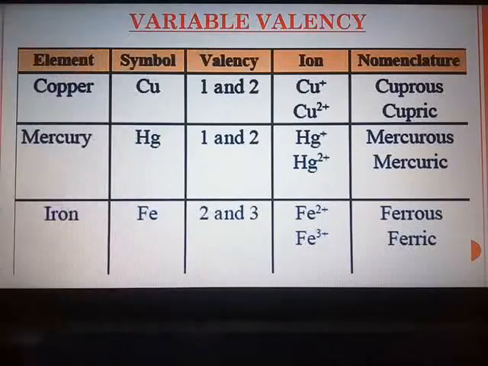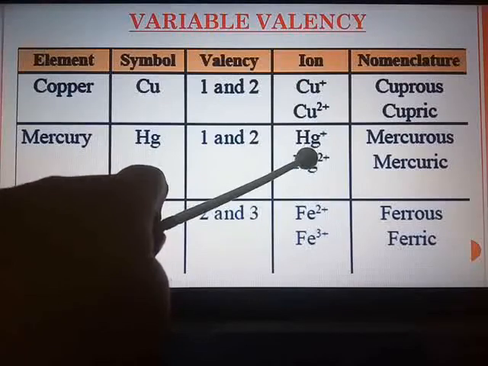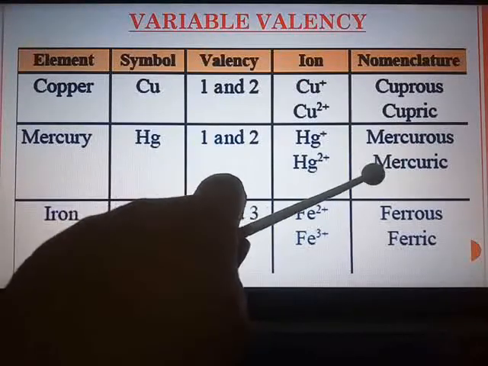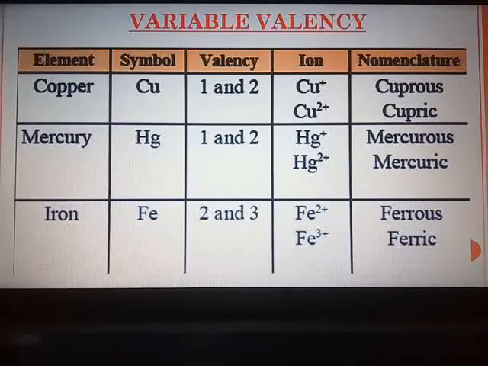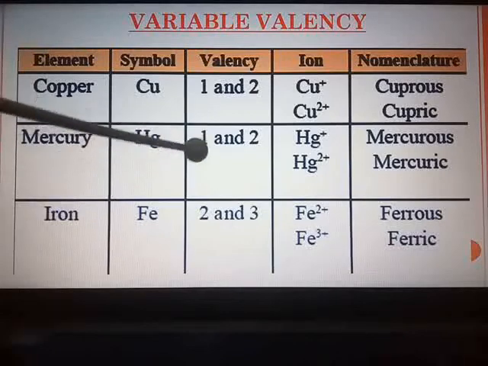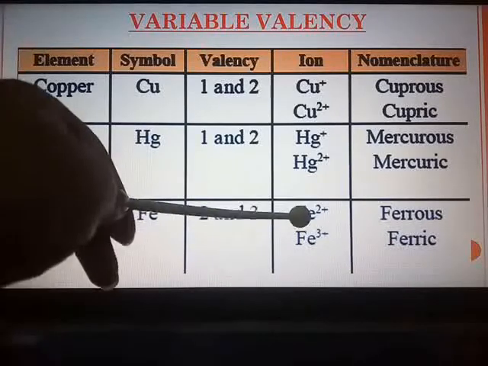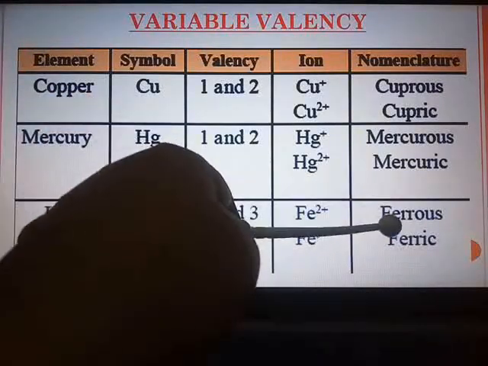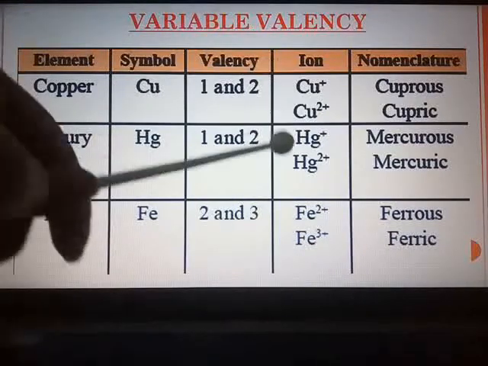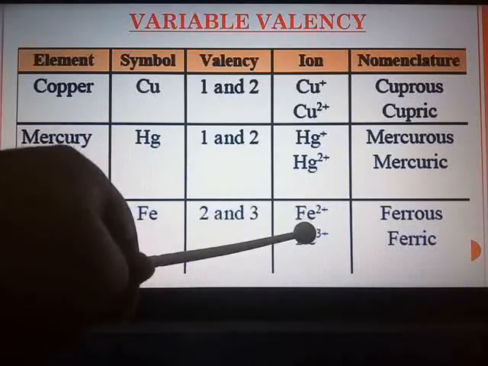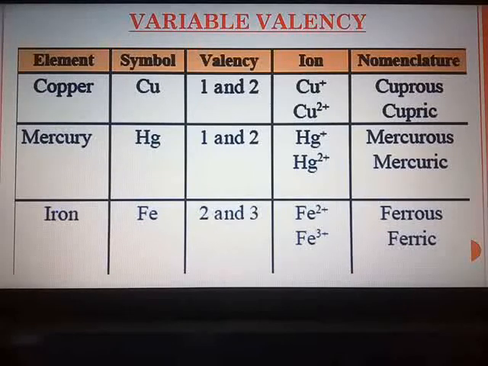Hg 2 plus. Means what? One electron is given away, 2 electrons are given away. So mercurous and mercuric are formed. And iron valency is 2 and 3. So Fe2 plus, Fe3 plus, ferrous and ferric. So 2 plus means 2 electrons are given away, 3 plus means 3 electrons are given away. So you can see in these elements more than one valency is seen. Such a property is called variable valency.